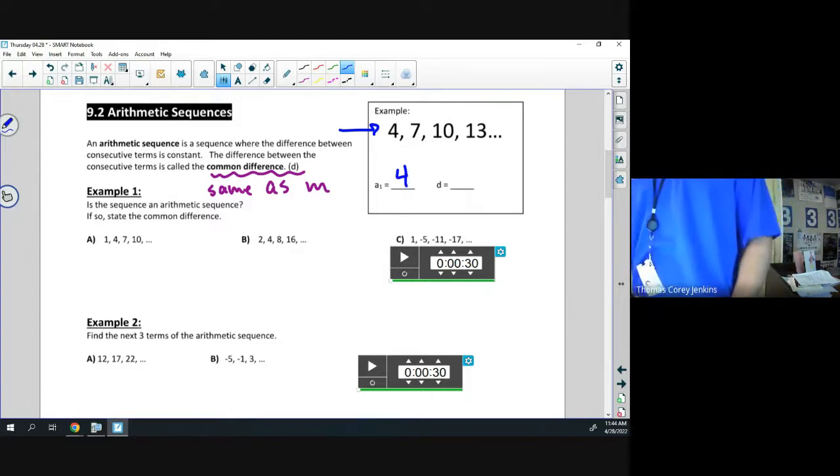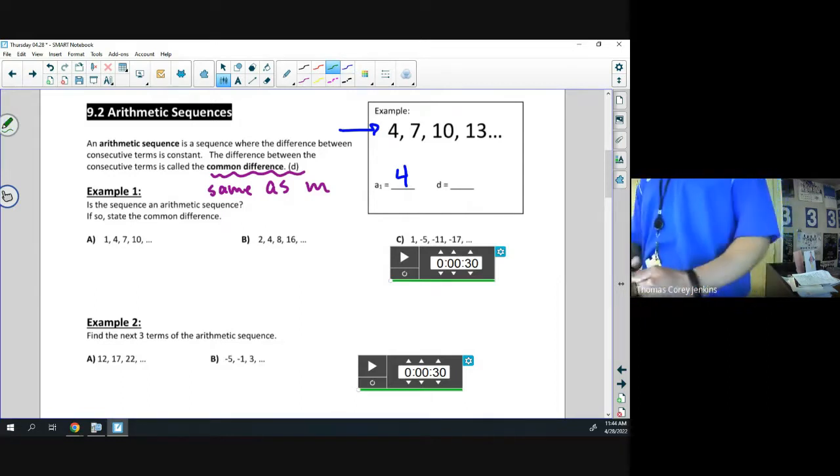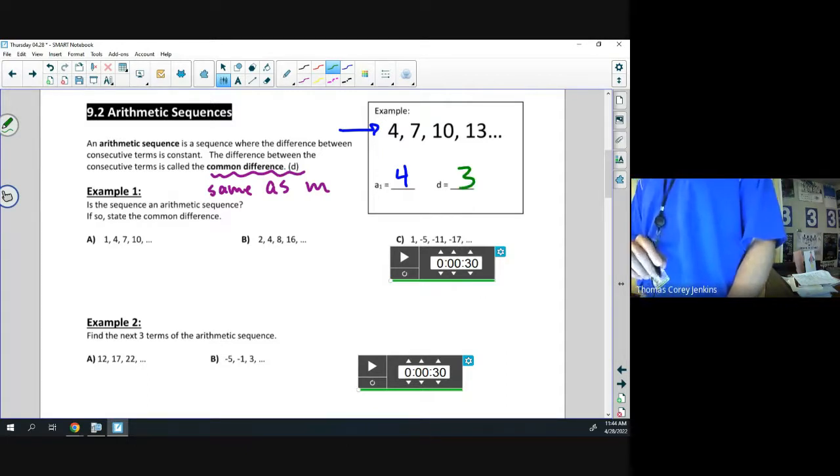And then d is basically the pattern, right? So we are counting in this case by 3, right? So d equals 3. Okay, and again, that's because 4 plus 3 is 7, and so on and so forth.